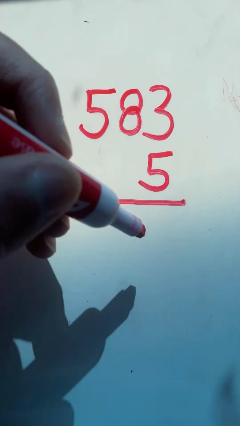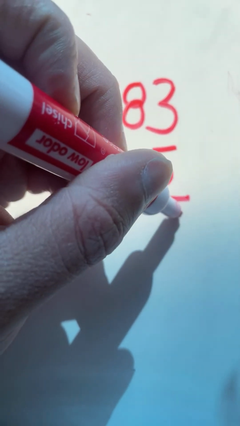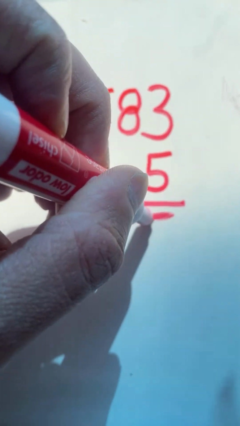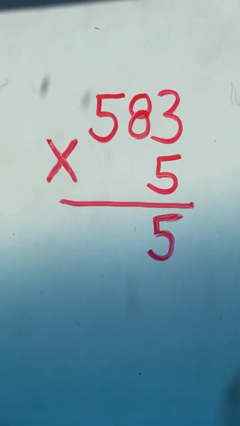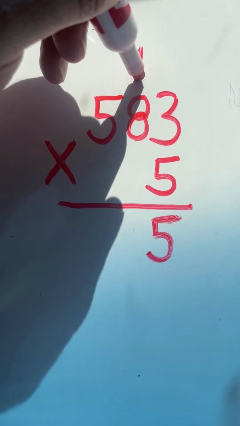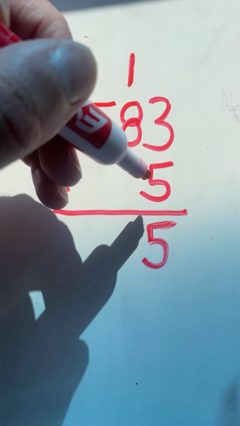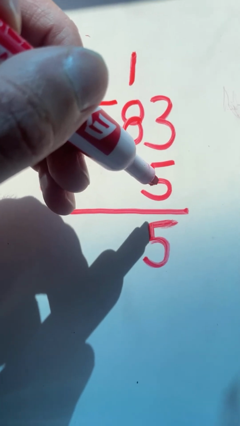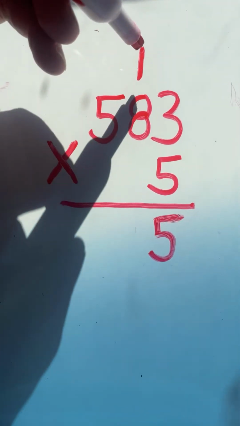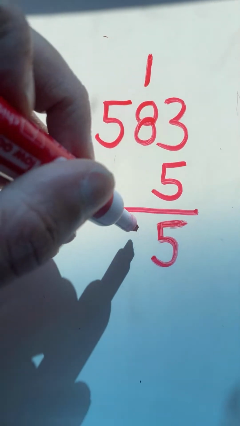We have to regroup because our product is more than 10. Anytime our product is 10 or more, we do need to regroup. So the 5 in 15 goes in the ones place. The 1 in 15 gets carried over to the tens place. 8 times 5 equals 40. We have to add the one that we carried over. 40 plus 1 equals 41.